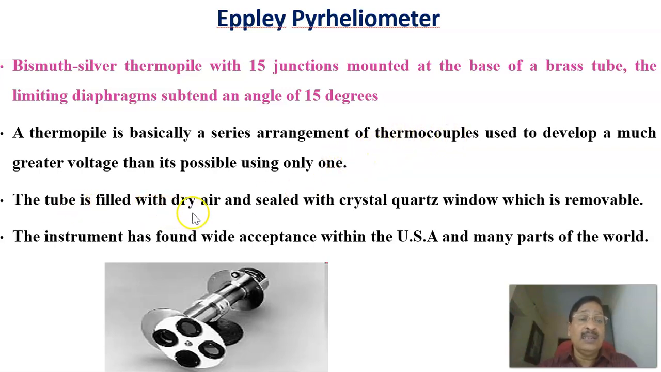The tube is filled with dry air and sealed with a crystal quartz window, which is removable. The instrument has won wide acceptance in the USA and many parts of the world. It is widely used. Here also the basic concept is that direct radiation falls on a detector, which is a thermocouple, and as the temperature changes, that produces a voltage or EMF proportional to the direct radiation falling on it. That is the Eppley pyrheliometer.